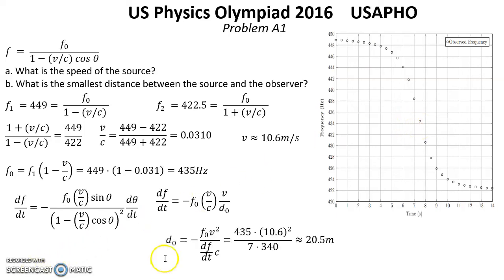Finally, for the shortest distance, we have this expression, and dF over dt we can find from the graph in the region where F0 equals 435 Hz, and this will be our approximate answer, 20.5 meters. This is the answer for question B, and this is the solution for problem A1.